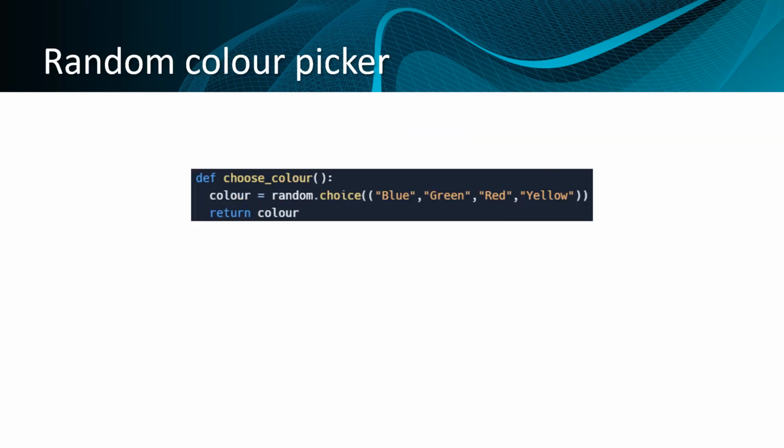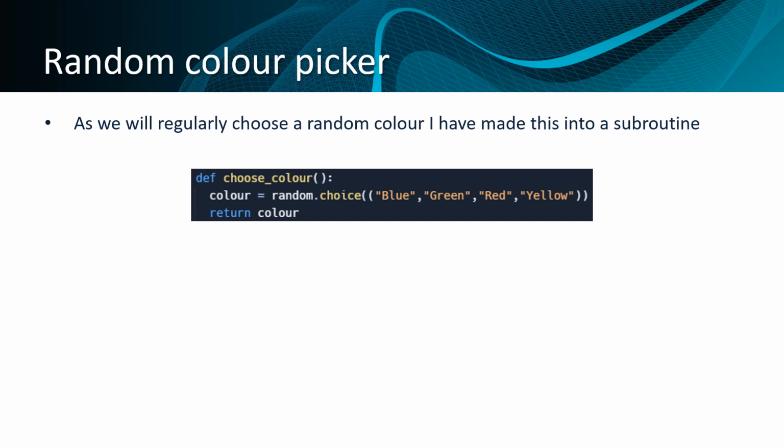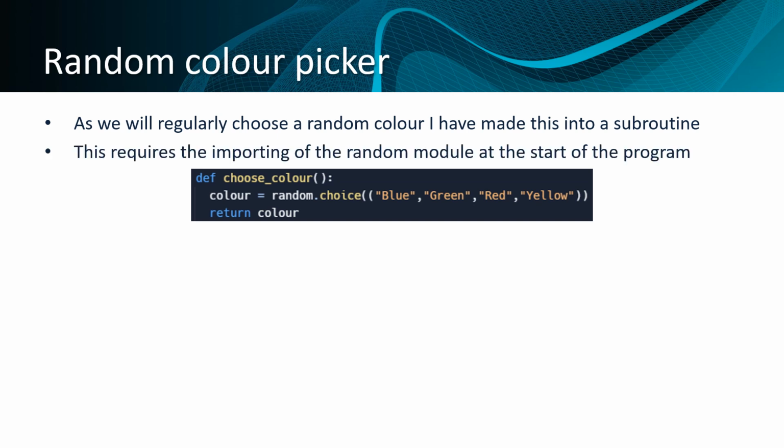As we will regularly choose a random colour, I've made this into a subroutine. This requires the importing of the random module at the start of the program. Here, I'm simply saying that colour will be a random choice from a tuple that contains blue, green, red and yellow. So each time it will return either blue, green, red or yellow back to the main program.